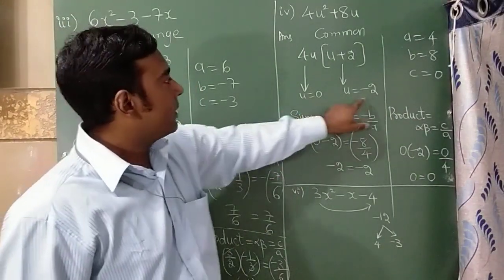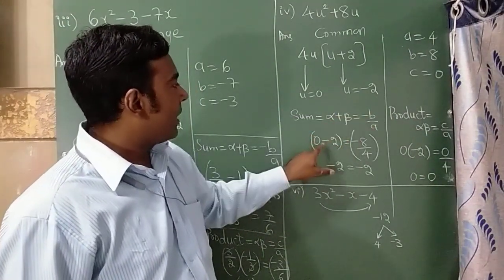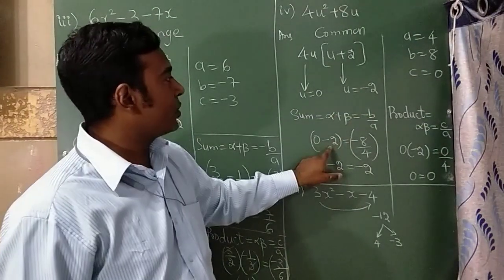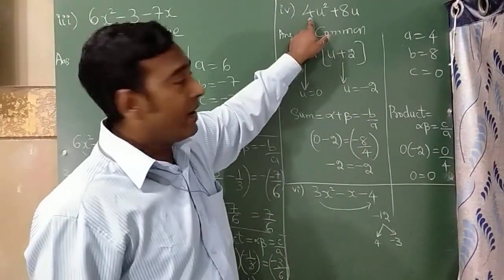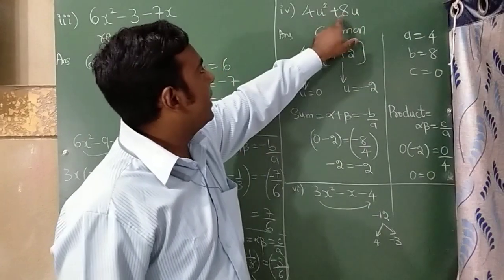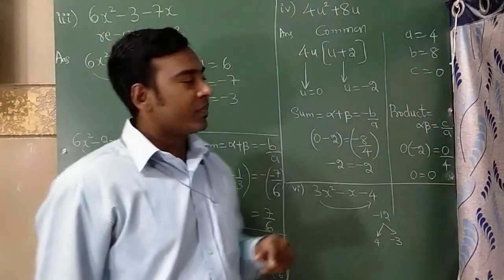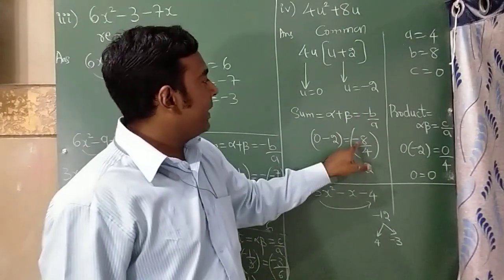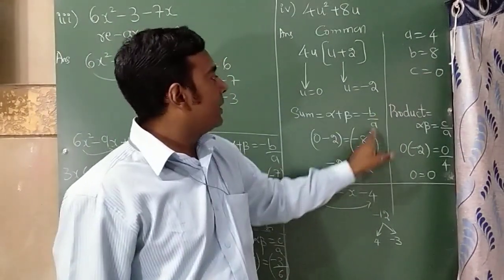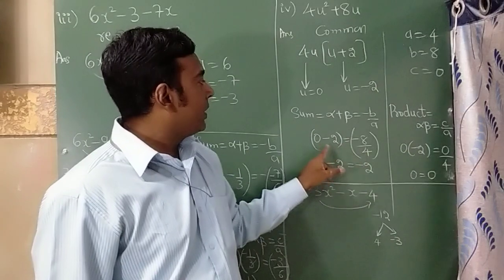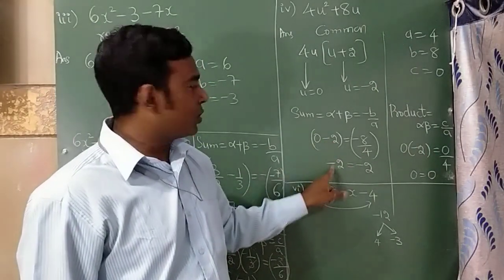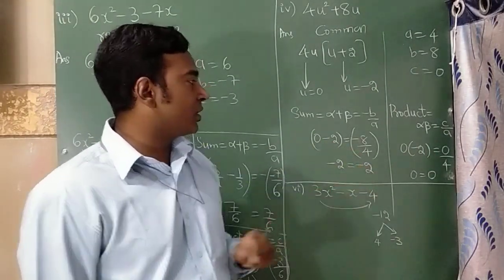This is alpha, this is beta. Alpha plus beta. Alpha is 0, beta is minus 2. Now here A value is 4, B value is 8, C we don't have, so it is 0. Fine. Now minus B value is 8, A value is 4. Here 0 minus 2 is minus 2. 4 1s are 4, 4 2s are 8, so it is minus 2.